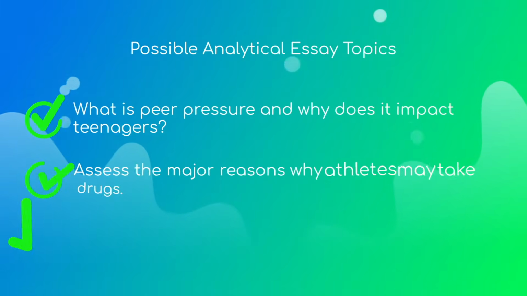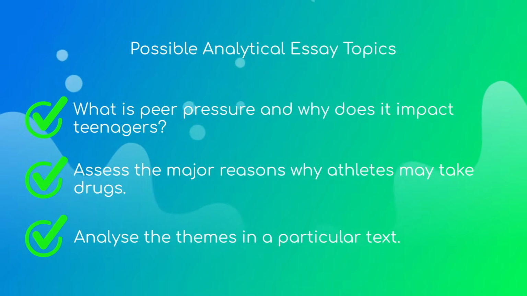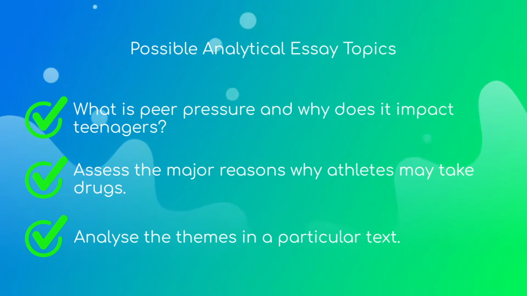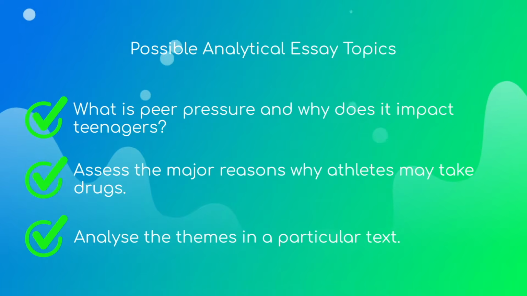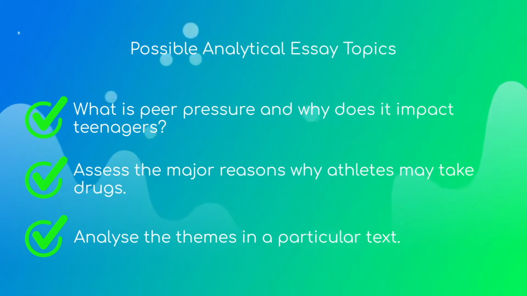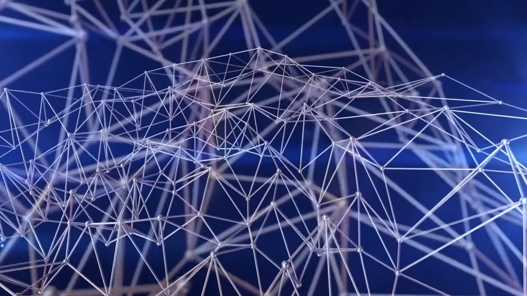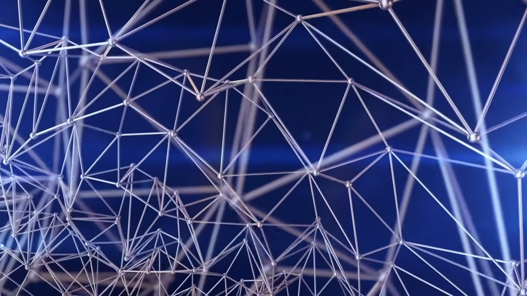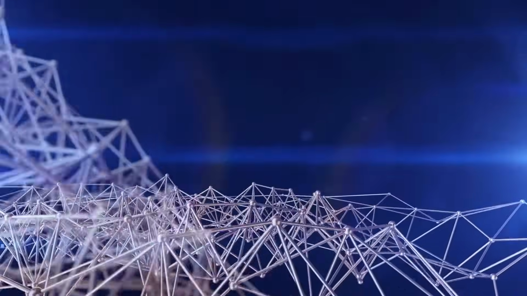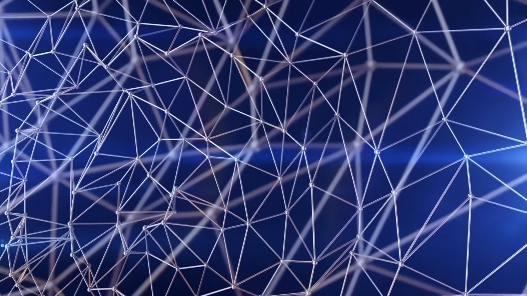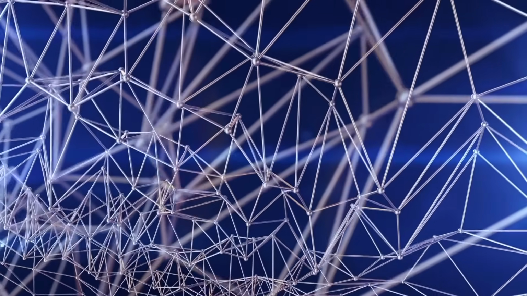Examples of topics that you may be given in an analytical essay include: what is peer pressure and why does it impact teenagers? Assess the major reasons why athletes may take drugs, or, like in our example, analyze the themes in a particular text. Because an analytical essay is about sharing your position, it is vital that your ideas are communicated clearly to the reader. To ensure you communicate effectively, here is a quick review on the structure of an analytical essay.